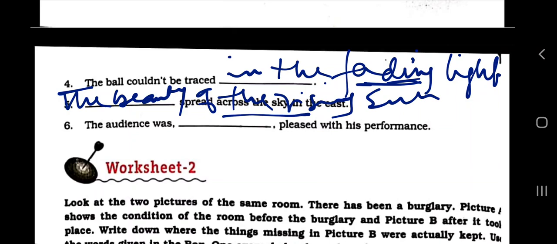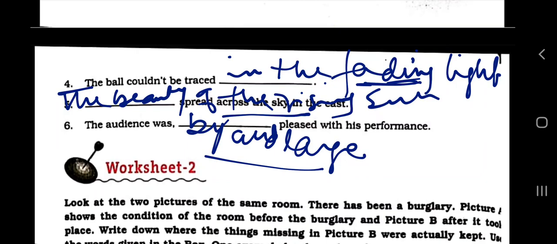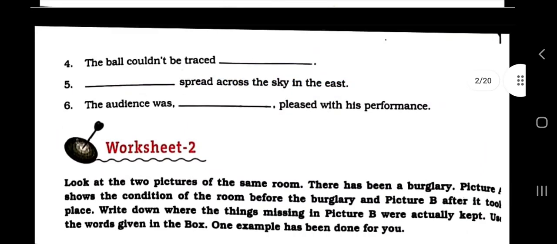The audience was by and large. It is by and large, meaning more or less, a general idea. By and large means you have a general idea. The audience was by and large pleased with his performance. Now worksheet 2.